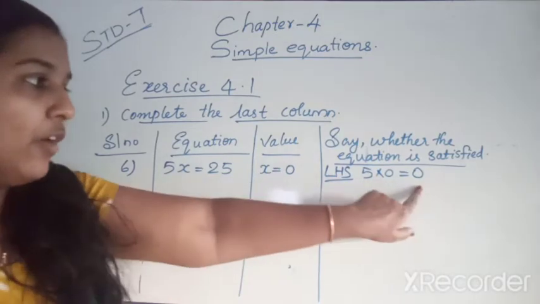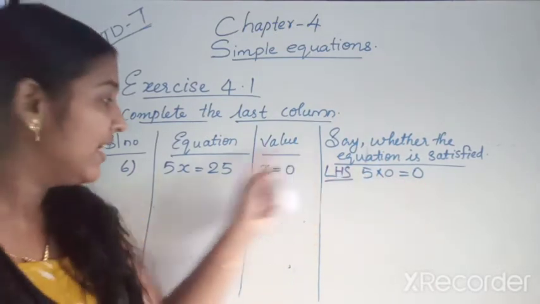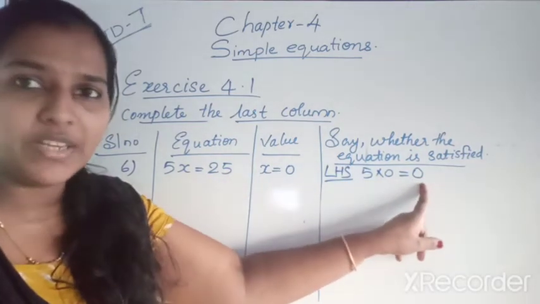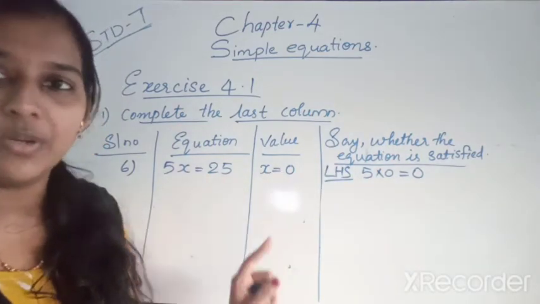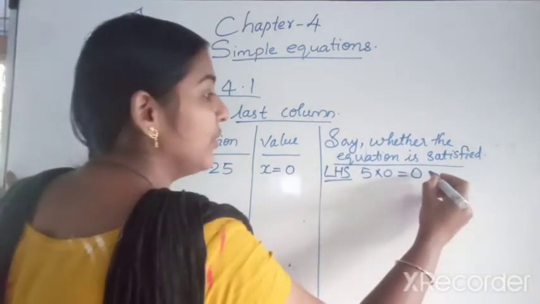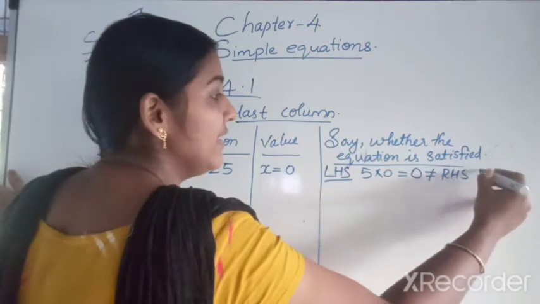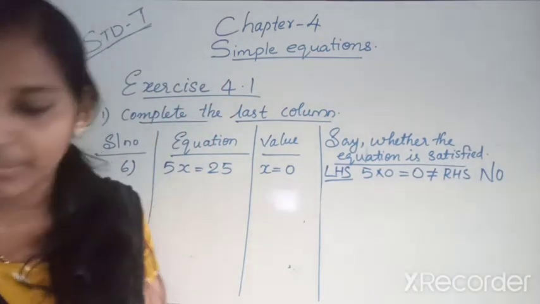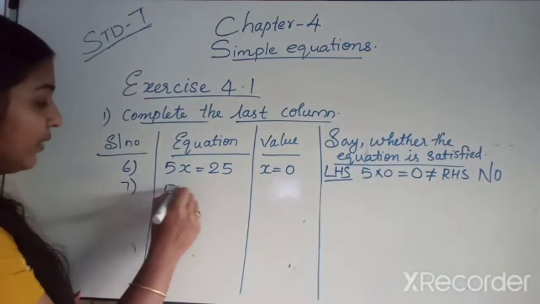Children, now we got our LHS as 0. What is our RHS? Right hand side is 25. Is it 25? No, it is 0. That means both are not equal. So this equation is not satisfying. So you can write this is not equal to RHS. So it is not satisfying. You can write no there. Now the next question, 5x is equal to 25.